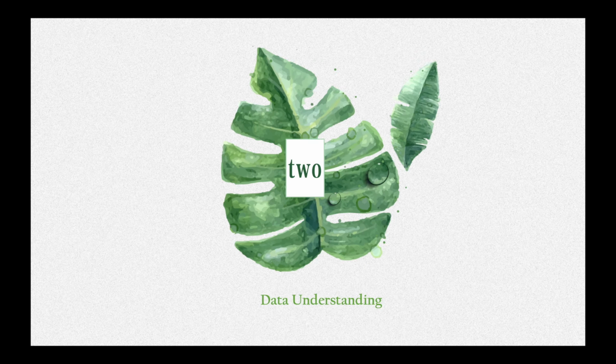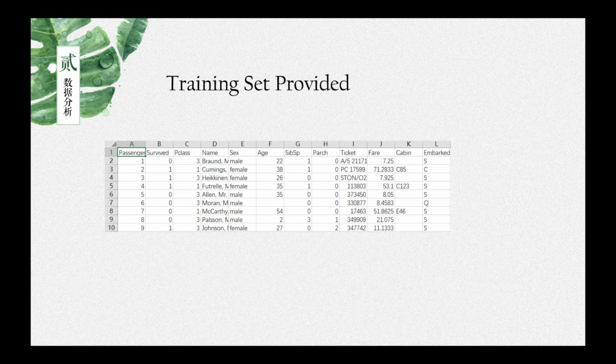The next thing to do is to understand the current data we have, especially the training set. Here is the example of the training set. It has 12 different attributes in total, including 7 numeric attributes and 5 nominal attributes. The class value here is the column named survive. The value 1 indicates survival and the value 0 indicates no survival.